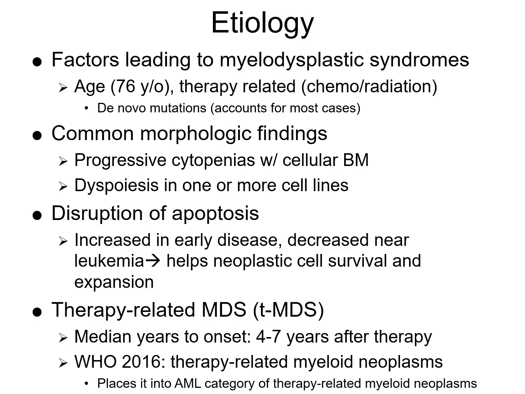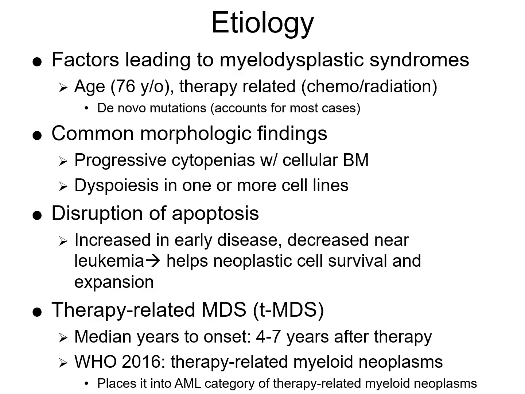Some common morphological findings. So on the lab side, we will see a progressive cytopenia, so they'll have a decrease in peripheral blood cell counts, despite having a cellular bone marrow, basically a normal bone marrow. They'll have dyspoiesis, so they'll have abnormal maturation in one or more hematopoietic cell lines, so either in the erythroid, myeloid, or megakaryocytic line. They'll have disruption of apoptosis, so they'll have increased apoptosis in early disease, and then they'll go to decreased apoptosis near leukemic transformation, and this allows the neoplastic cell survival and expansion.